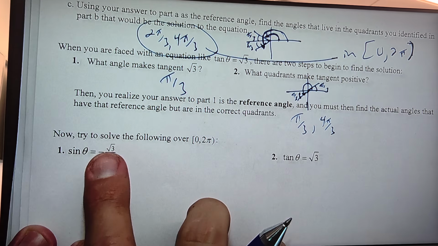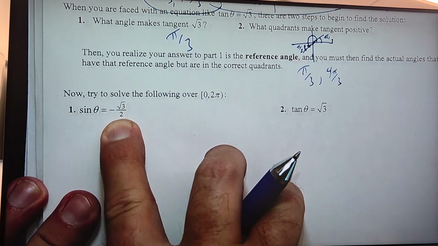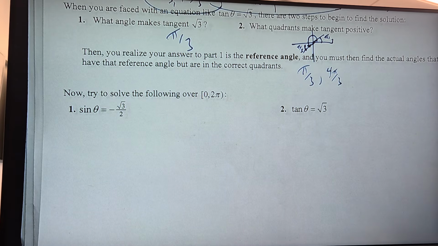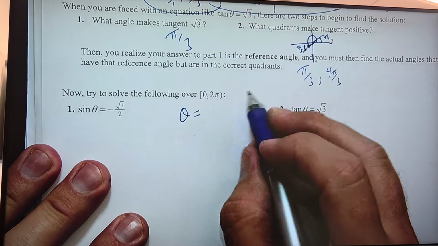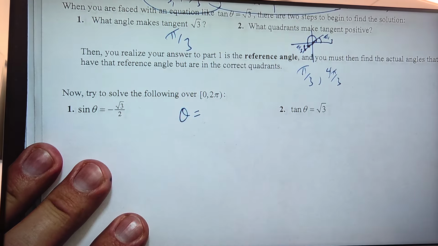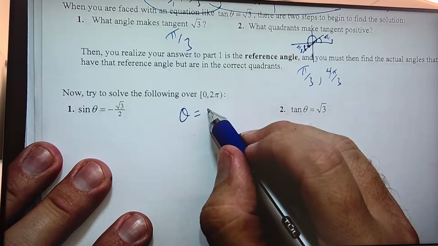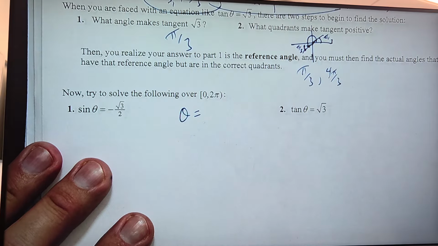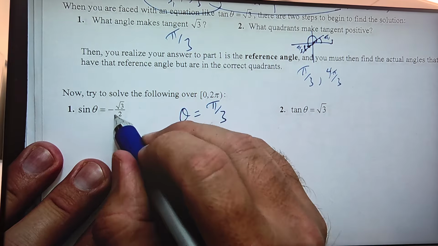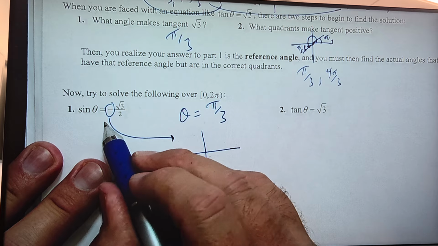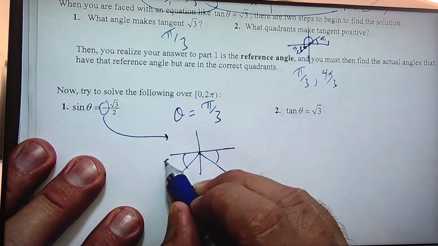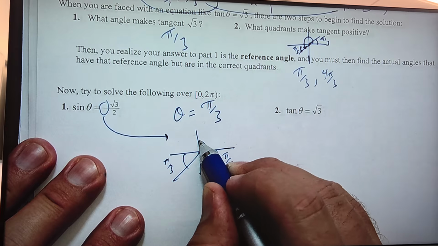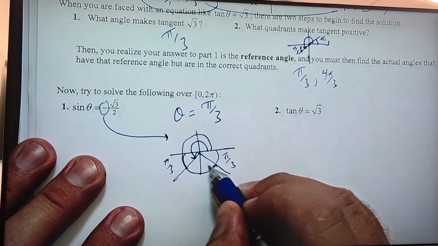So, did anyone try out this problem? Yeah, so the 2 levels of consideration. What angle makes sine rad 3 over 2, just by itself? The number. What makes that number show up for sine? What angle, in the first quadrant, right? Pi over 3, good. What quadrants should I be in to make sine negative? 3 and 4. So if I make the reference angle pi over 3, now I'm just asking, what is that angle? Yes?